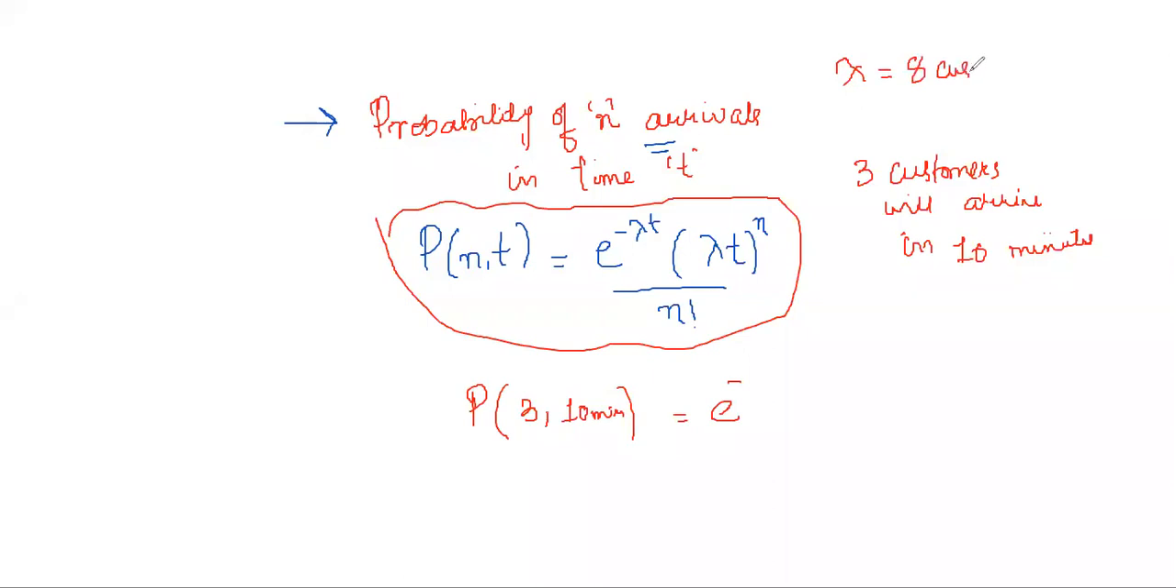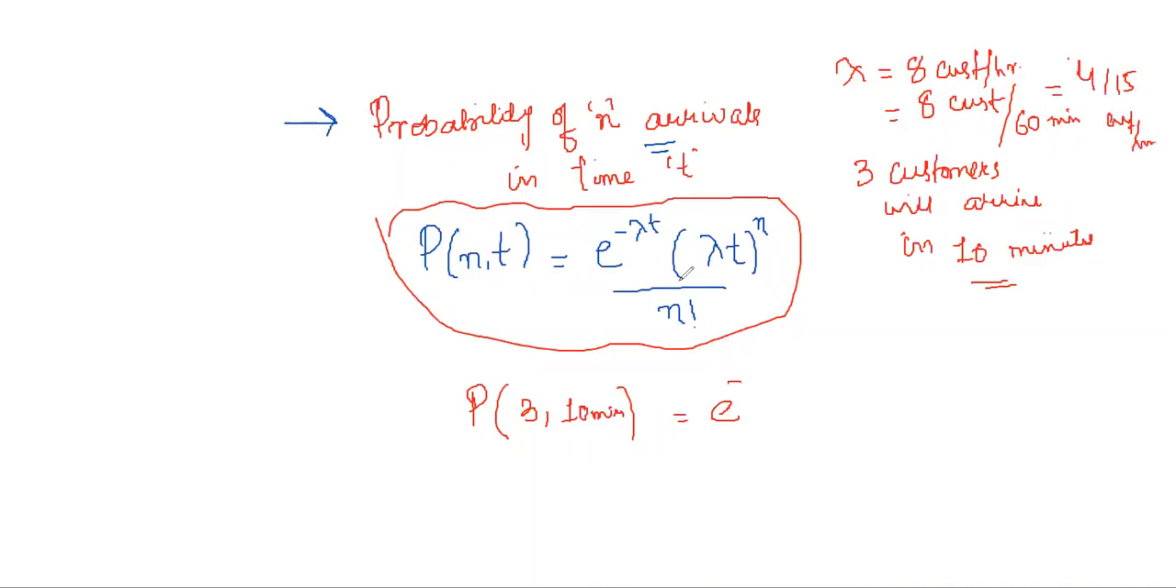Suppose lambda is given as 8 customers per hour. But you have to take care that since it is asking for the probability that 3 customers will arrive in 10 minutes, you have to convert this lambda into minutes as well. 8 customers per hour means 60 minutes, which equals 4 by 15. The value of lambda will be 4 by 15 customers per minute.